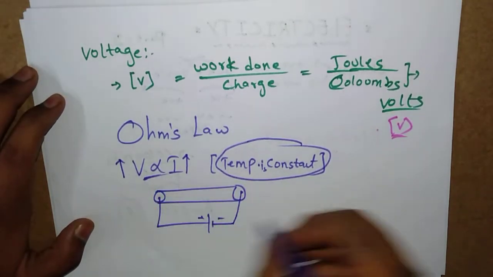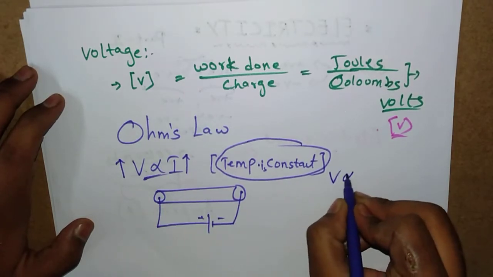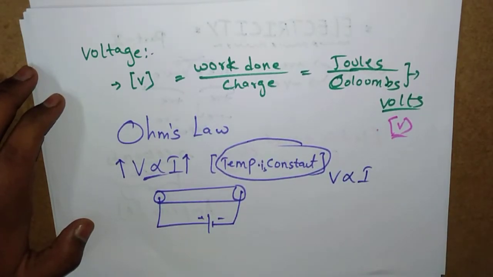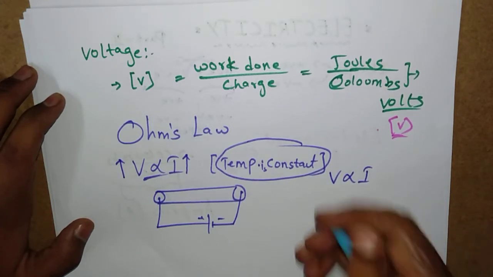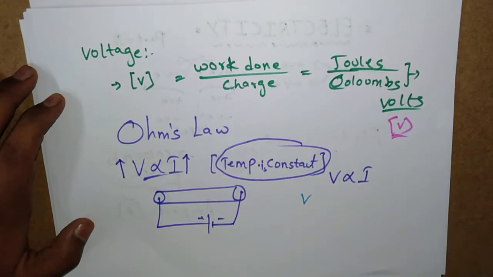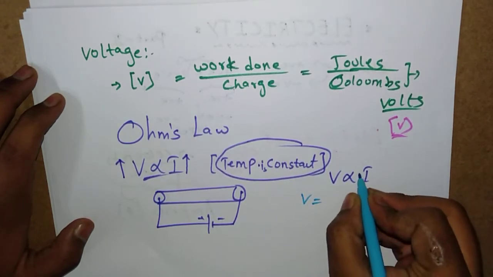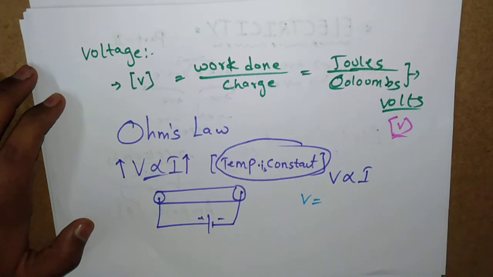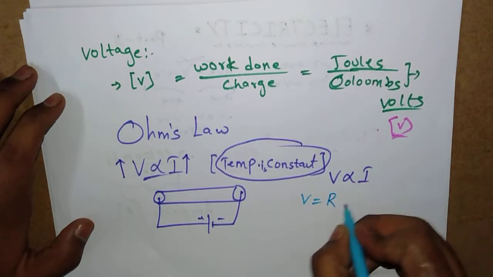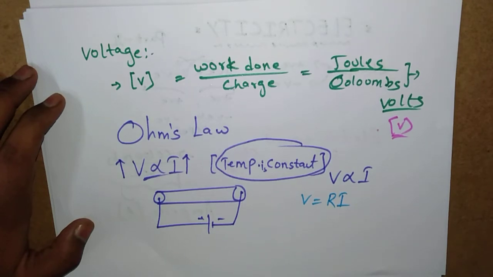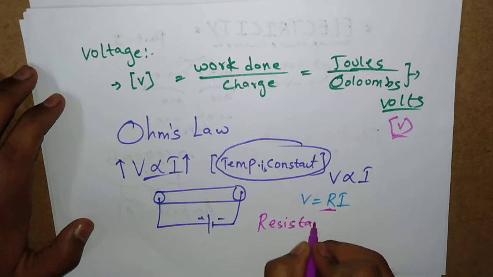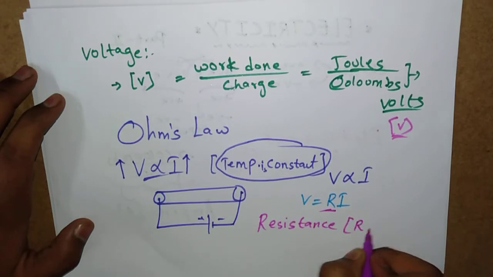Then we have taken this expression: V is directly proportional to I. Whenever we have to remove the proportionality sign, here I am removing the proportionality sign. So V equals, once the proportionality sign is removed, I will get a constant, and that constant is denoted by R, and I stays the same. This R is nothing but resistance, which is denoted by the letter R.